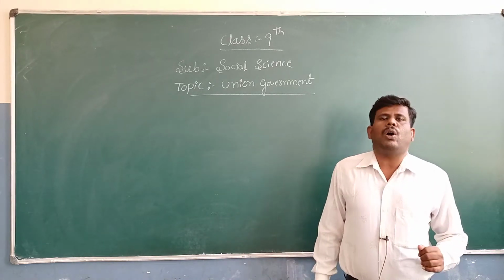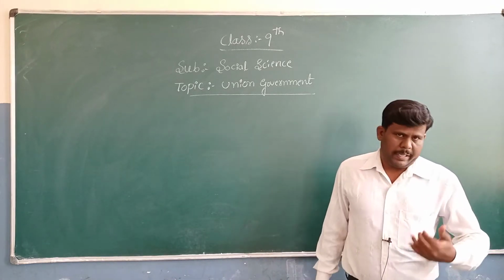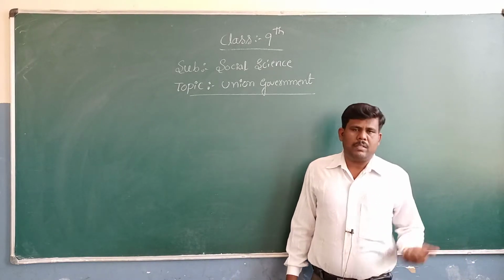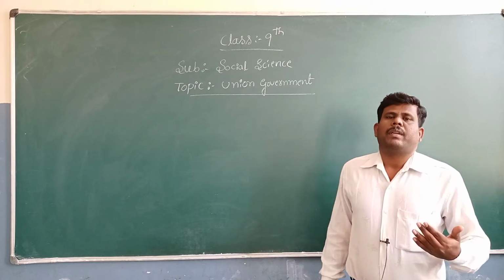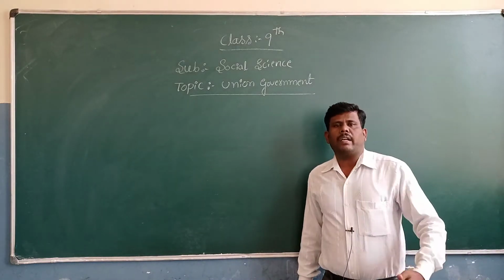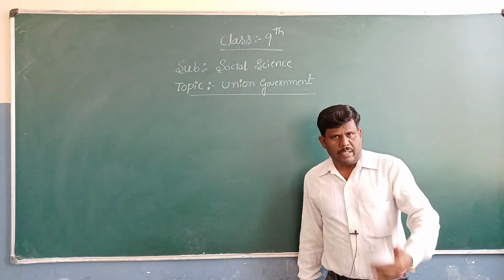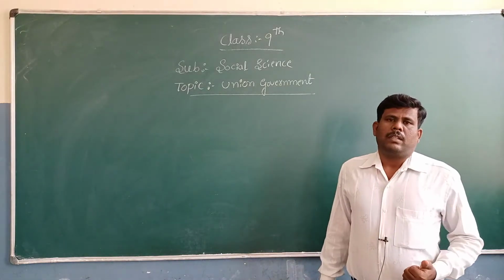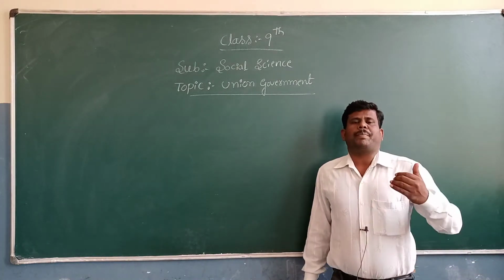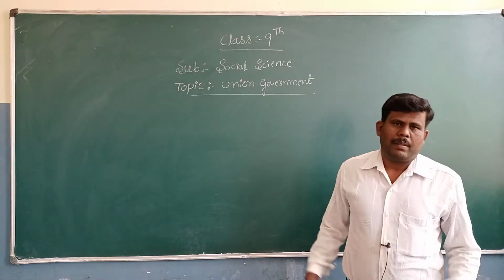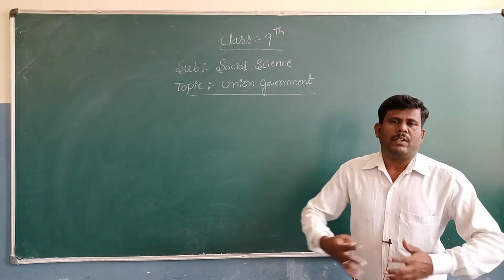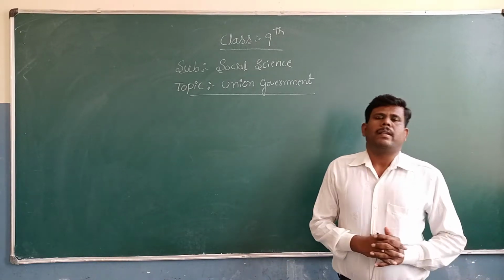Rajya Sabha members are 250. Among these, 238 members are elected by state legislative assemblies and union territories. The term of office is 6 years. The Vice President is the chairperson of Rajya Sabha.